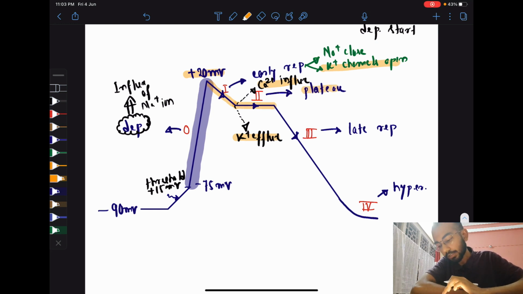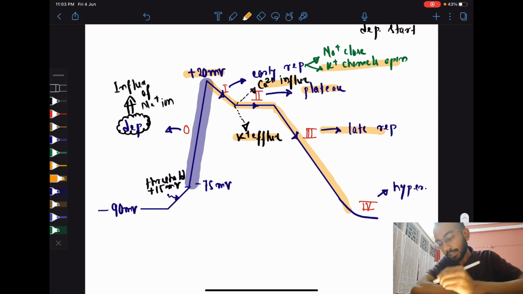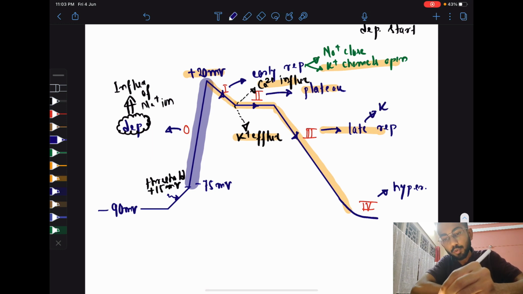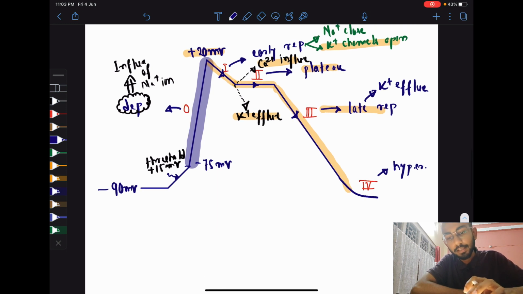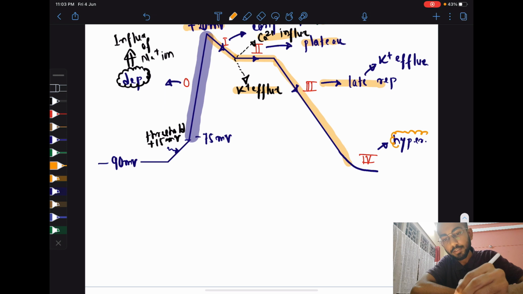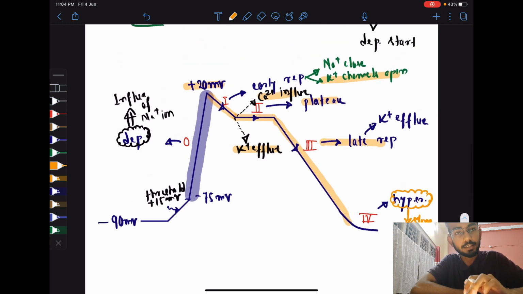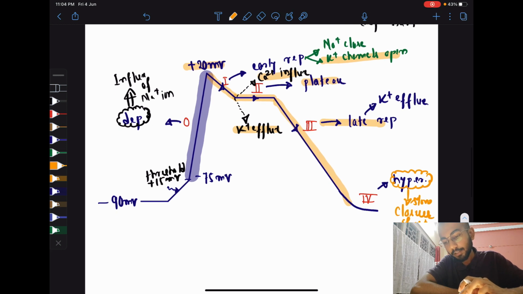Now let us talk about the next part, that is the late repolarization, guys. This late repolarization is again attributed to what? Is again attributed to potassium efflux. All right, now phase 4, which is nothing but this hyperpolarization, is due to what? Due to the slow closure of this potassium channel, which leads to the excessive loss of potassium ion, creating this phase 4, right?